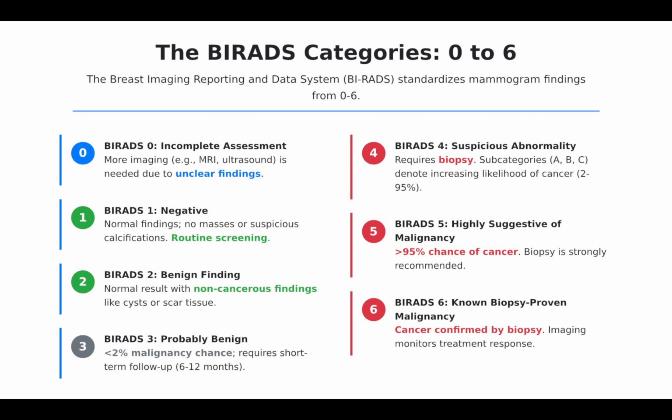BI-RADS 4 denotes a suspicious abnormality indicating a need for biopsy to determine the nature of the lesion. BI-RADS 5 is assigned when findings are highly suggestive of malignancy, with a very high probability of cancer. And finally, BI-RADS 6 is used for a biopsy-proven malignancy, typically for monitoring purposes before definitive treatment. Each of these categories carries specific clinical implications and dictates the next steps in patient care, ensuring a structured and evidence-based approach to breast health.